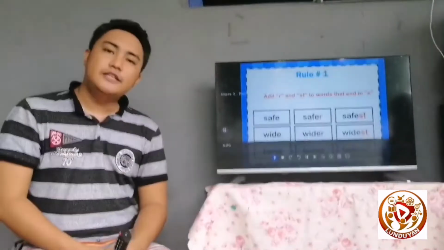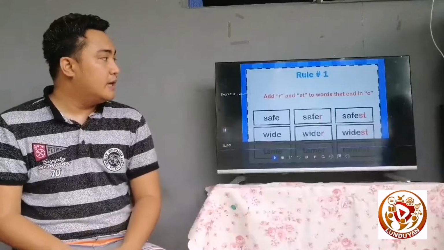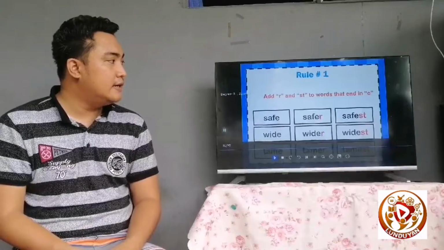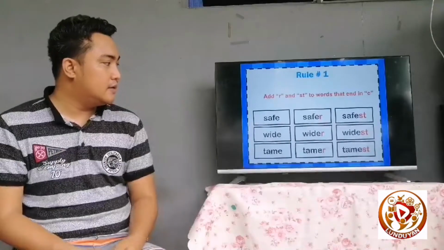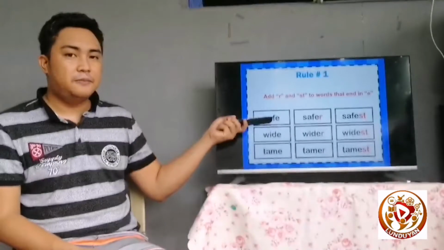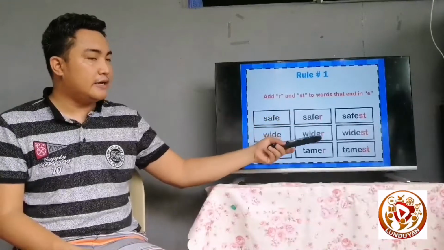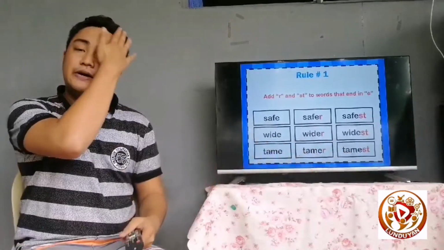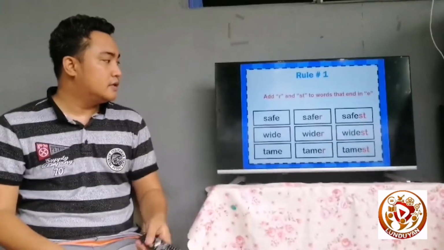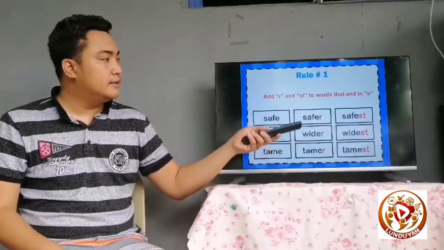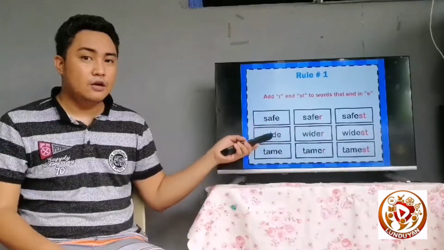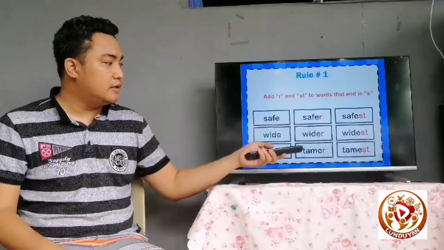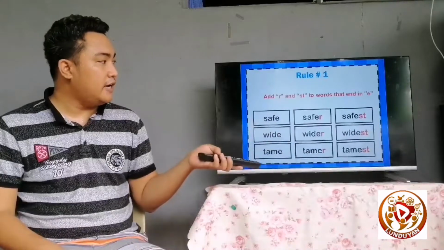Now here are the different rules that I've said before. The first rule is add R and ST to the words that end in E. This is the positive degree. Here is the comparative degree. And here is the superlative degree. Safe, safer, safest. Wide, wider, widest. Tame, tamer, tamest. Great.